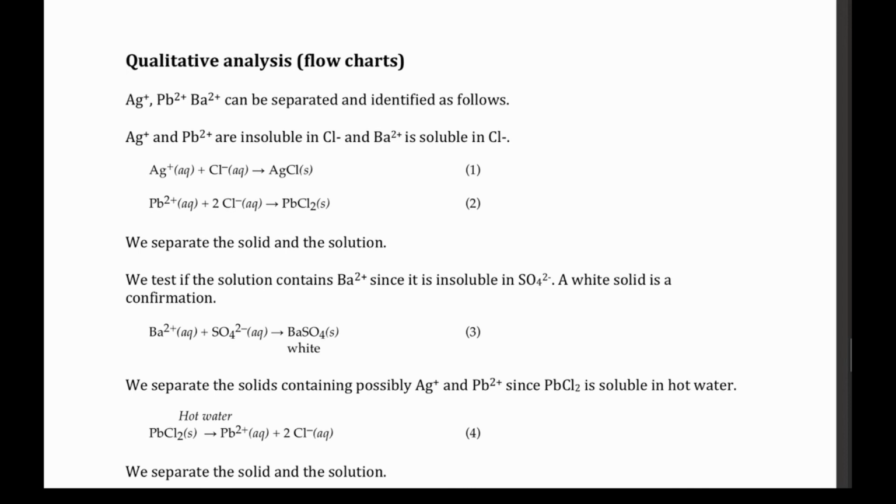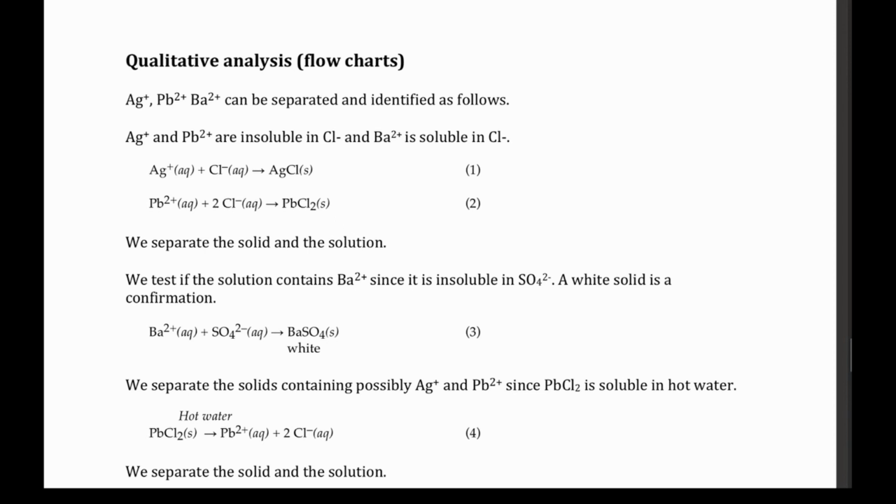Now, we would centrifuge the solid so it's very much in the bottom of the test tube, and we would then pour off the solution at the top. The solution at the top, since in our pretend situation it contains barium, would have the barium ions, and the precipitate at the bottom would contain the silver as well as the lead ions, both of them as chlorides.